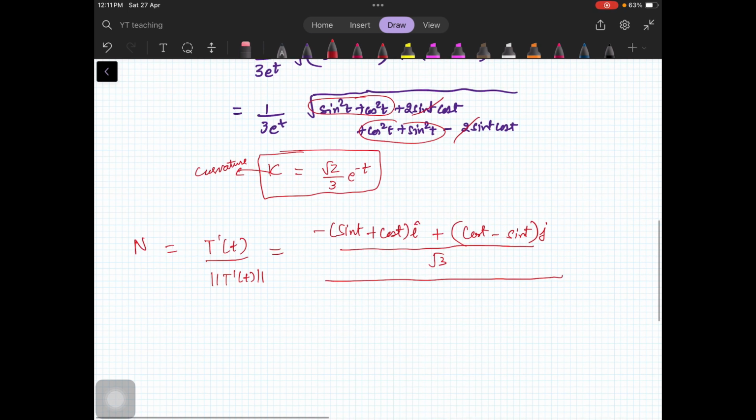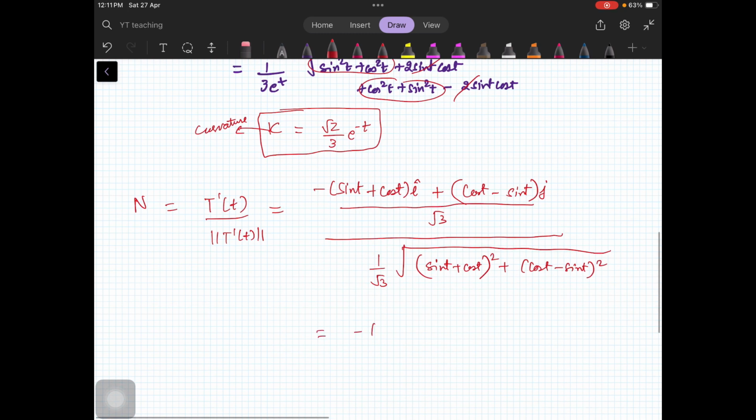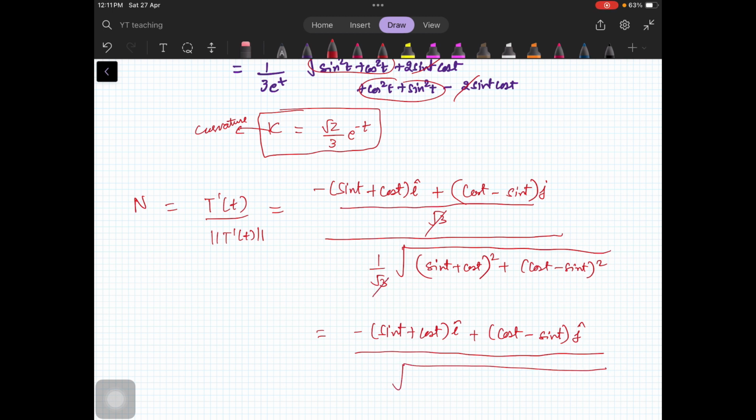So for the modulus, you have 1 by root 3 times the square root of (-sin t + cos t) whole square plus (cos t - sin t) whole square. So this would be (-sin t + cos t) i cap + (cos t - sin t) j cap. And in the denominator, this root 3 and root 3 cancel, right? And in the denominator, if you calculate this quantity and this quantity, open the squares.